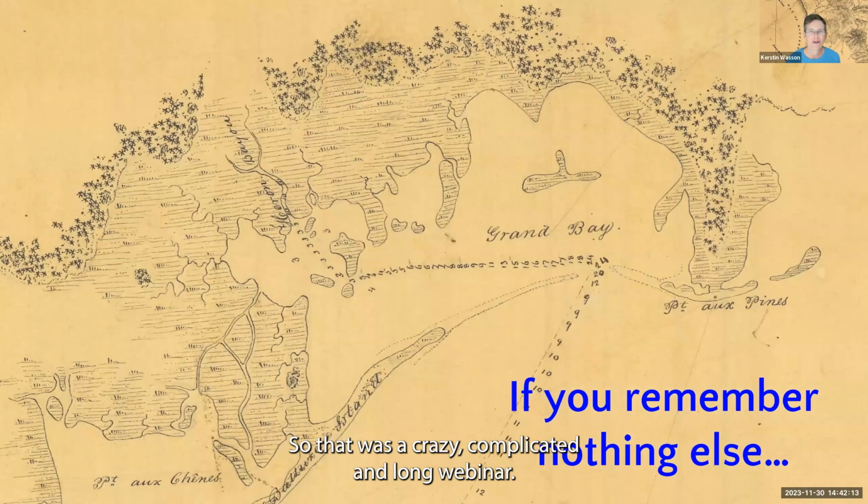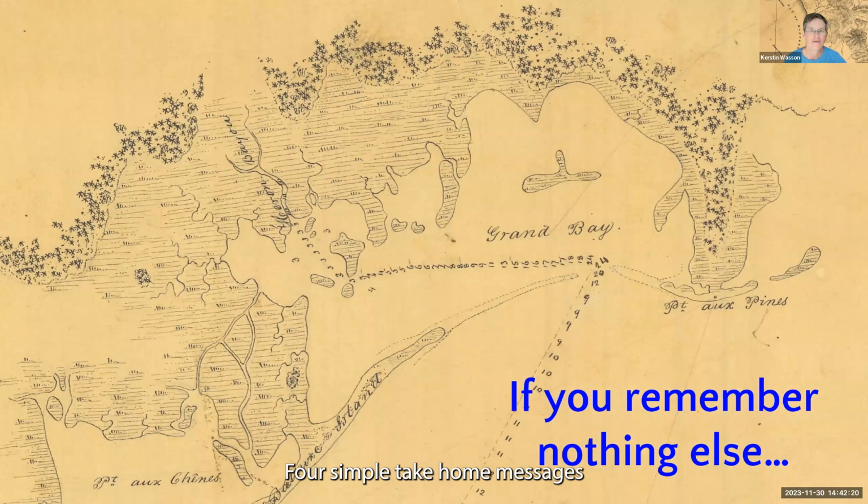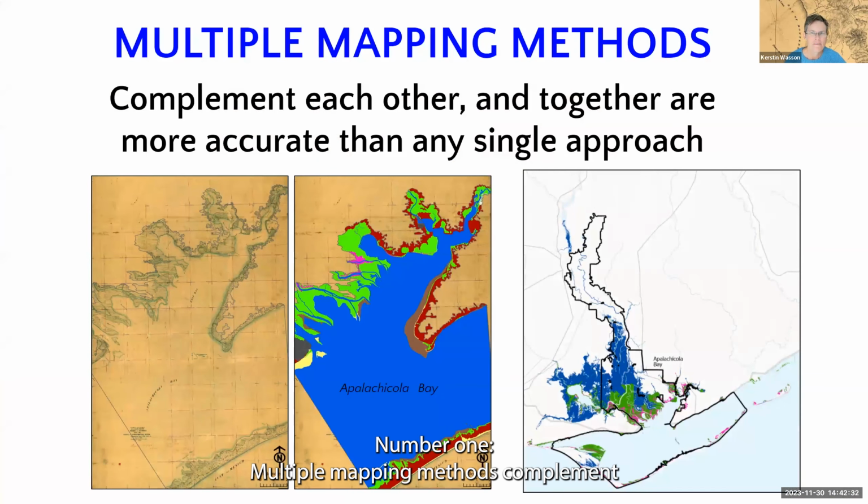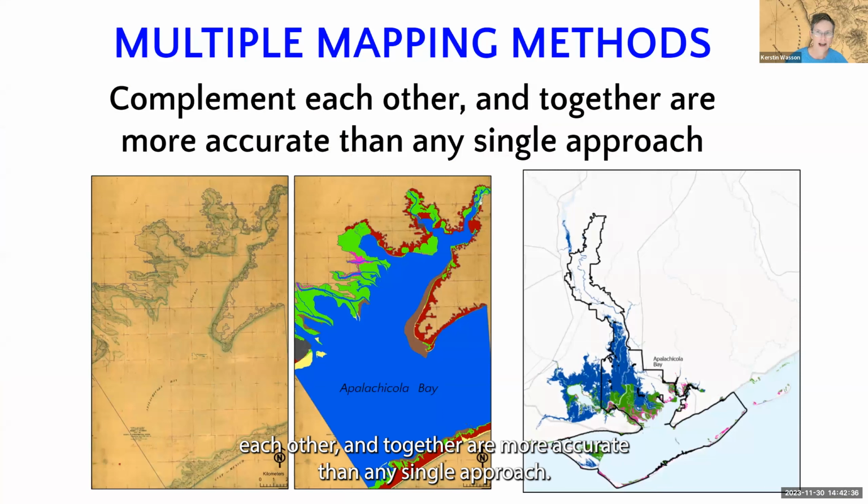All right, so that was a crazy, complicated, and long webinar. I want to sum up for you 4 simple take-home messages that I think you can remember from this work. So if you remember nothing else, here are the 4 take-home messages. Number 1, multiple mapping methods complement each other and together are more accurate than any single approach. So by comparing T-sheets, elevation, and NWI, we got a really rich understanding of estuary dynamics.